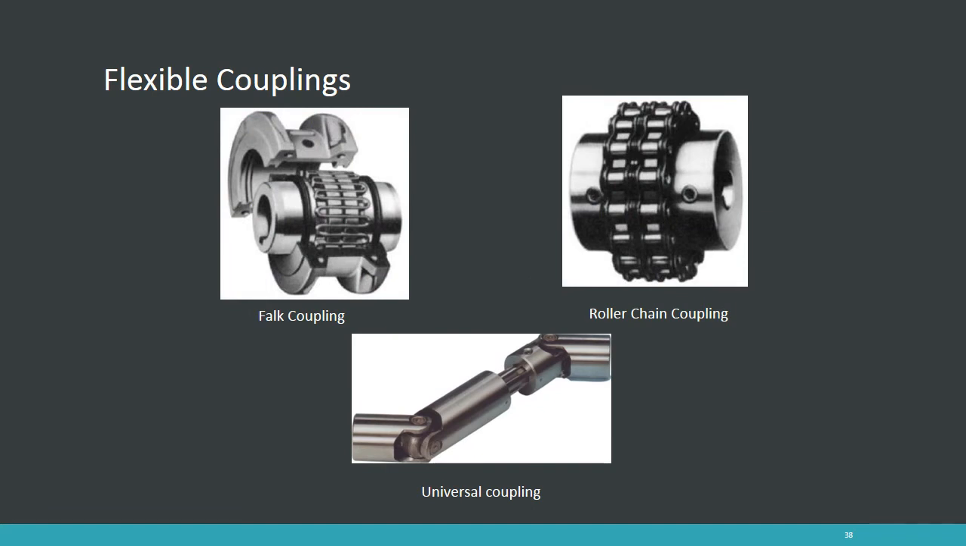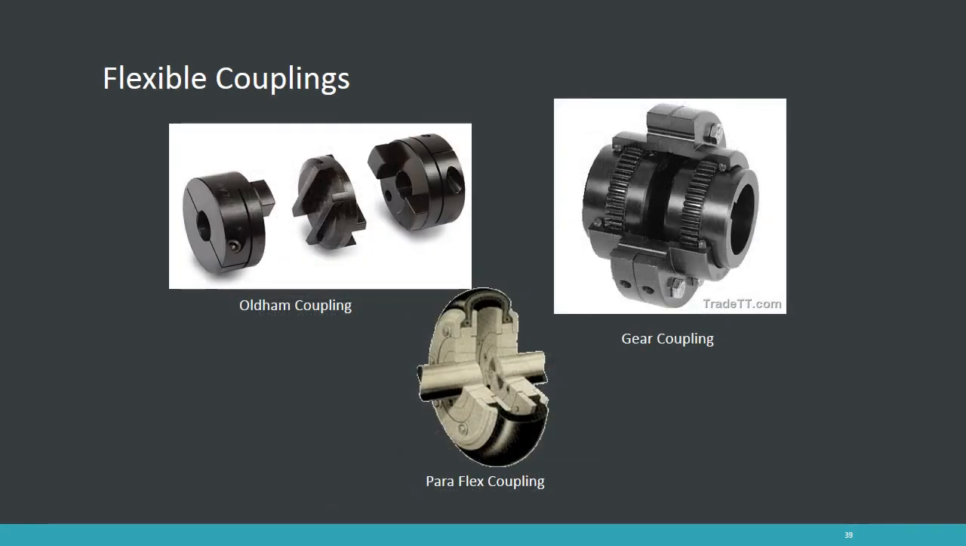Here are some examples of the flexible elements. We have the flag coupling and the roller chain coupling, which consists of chains, and the universal coupling. This one is the most commonly used. Also, we have the Oldham coupling, the gear coupling and the Paraflex coupling.